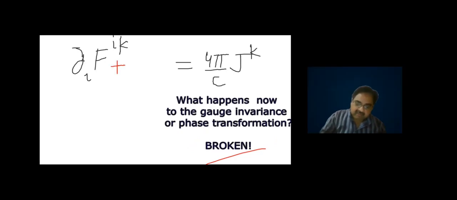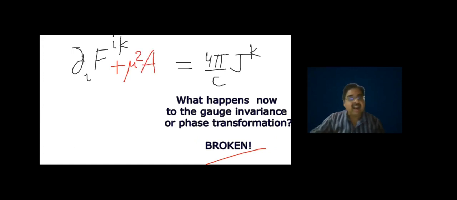So here you will have mu square, and as you can write here, A_k. I want to write here the potential, and then, to make the whole equation consistent, that potential should be A_k. So this mu square A_k is the new term which has been added to the left hand side. And now these are the field equations with the massive photon, right?